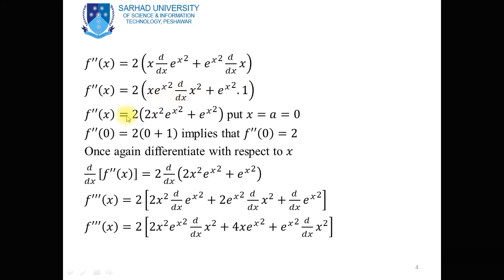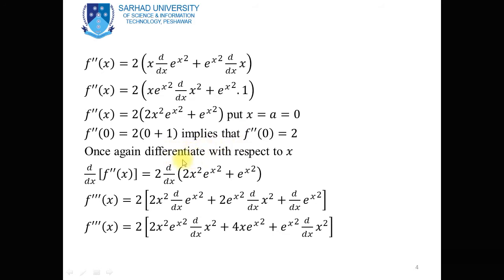Now after simplification, we obtain the second order derivative of the function is equal to 2 into the derivative of x square, which is again 2x, and 2x multiplied by x will be 2x square, and e power x square as it is, plus e power x square as it is. Now putting x is equal to 0 in this second order derivative, this term will be 0, and e power 0 is equal to 1. So the second order derivative of the function at x is equal to 0 is equal to 2.